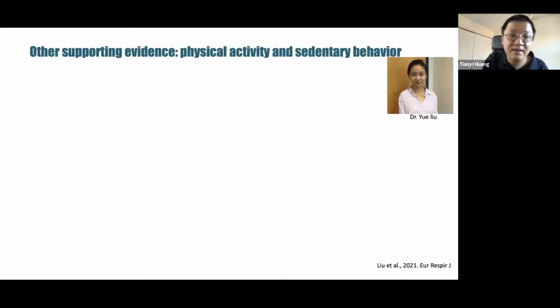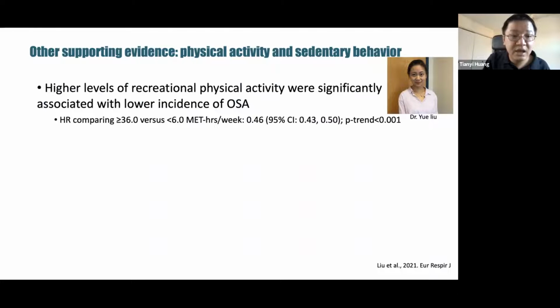So there is some other supporting evidence for inflammation and insulin resistance as risk factors for sleep apnea. We did some work looking at lifestyle factors, because we know lifestyle factors such as physical activity and sedentary behaviors play a very important role in modulating inflammation and insulin resistance. This analysis was led by one of my students, Dr. Liu. She conducted a prospective study in our three Harvard cohorts.